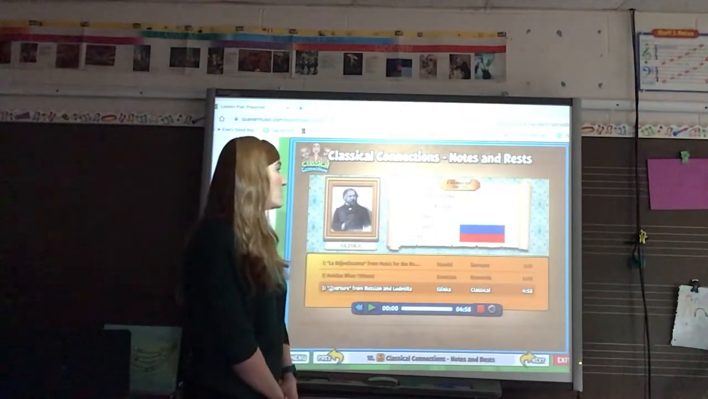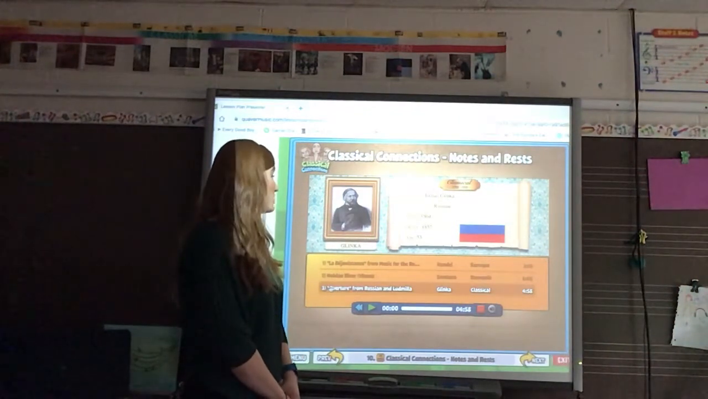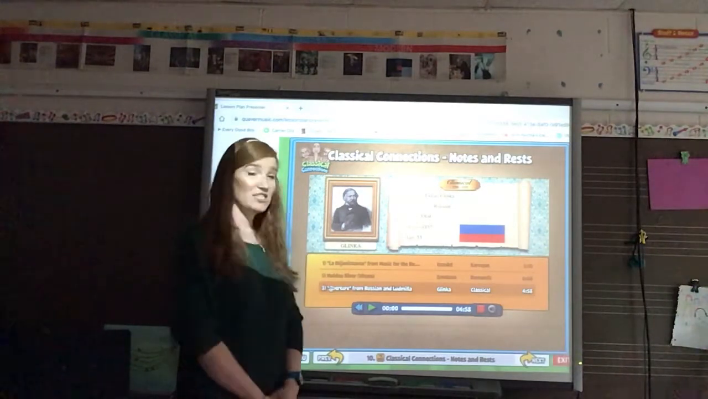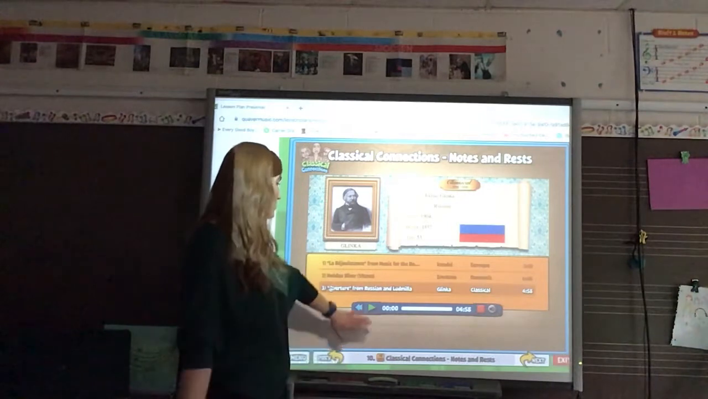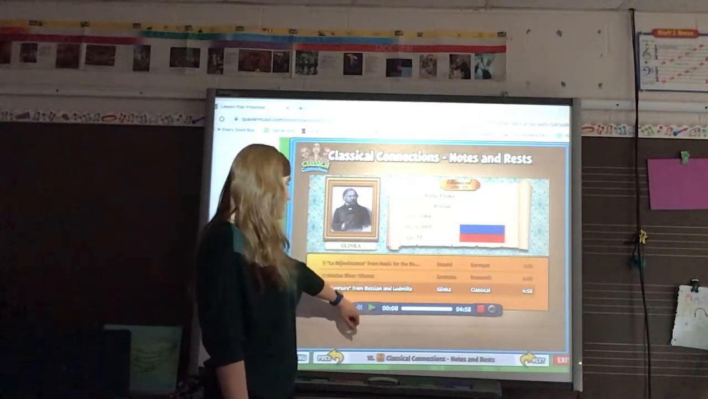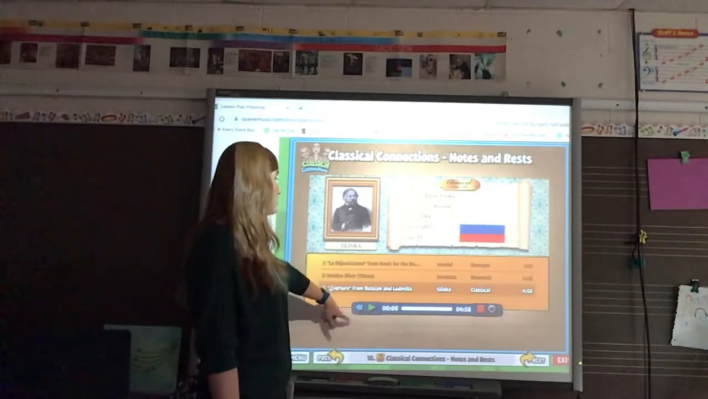This is written by a man named Mikhail Glinka, and he was Russian. You can see the Russian flag there. He was born in 1804 and died in 1857 at the age of 53. This is called Overture from Ruslan and Ludmila.